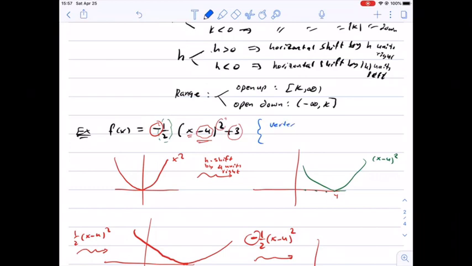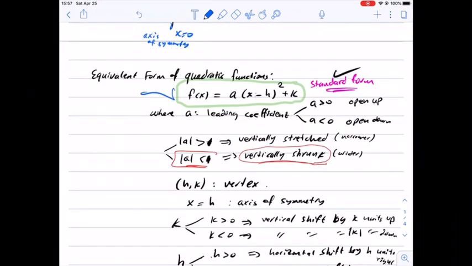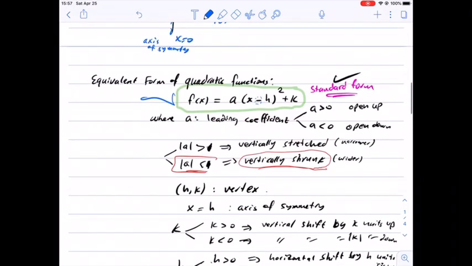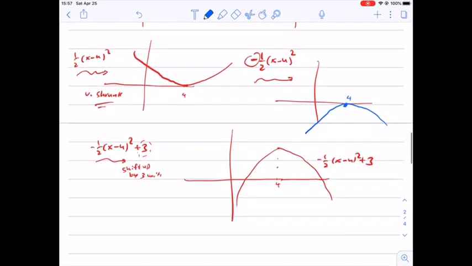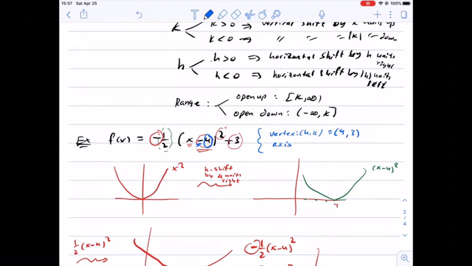For example, what is the vertex? The vertex is (h, k). What is h? h is 4. We ignore the negative sign, because the negative sign is already there in this form. So h is the number just next to the negative sign. So h is 4, and k is this number here, 3. That means the vertex is (4, 3), as we can see from here. The axis of symmetry is x equals h, but h is 4, so x equals 4. And what is the range of this function? The domain is negative infinity to infinity for all polynomials.